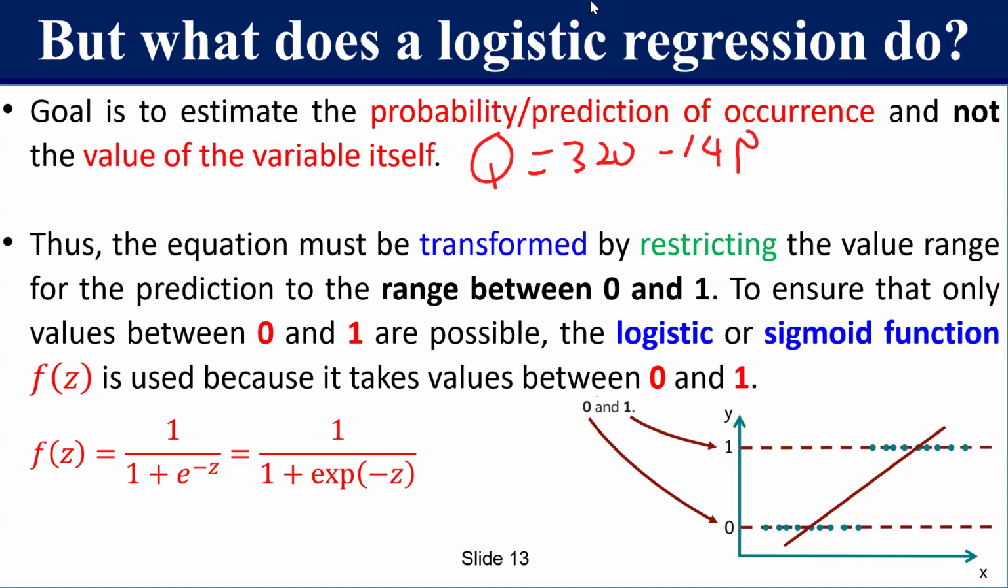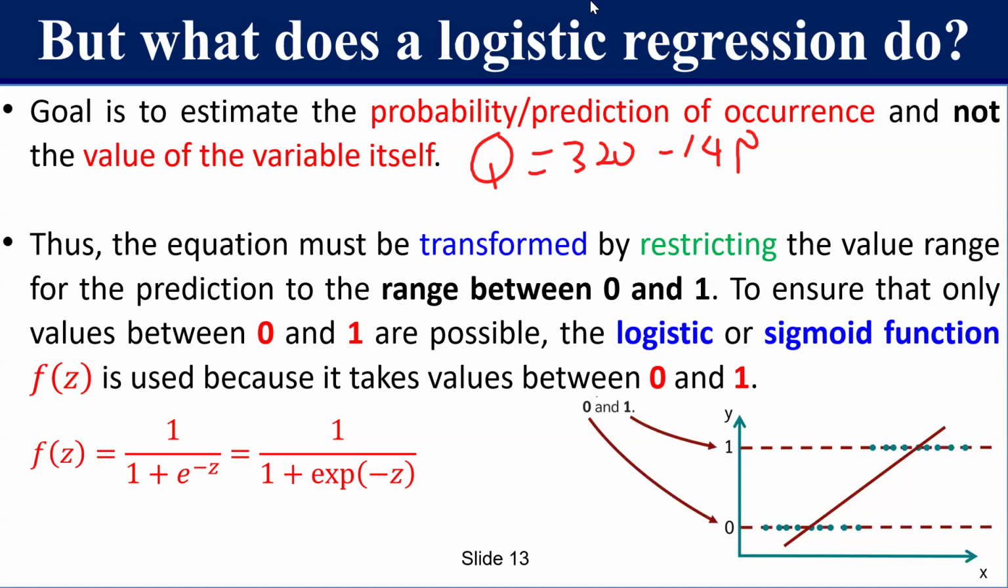So the equation will have to be transformed by restricting the prediction to be between 0 and 1. Because we are just looking at you happening, which is 1, and you not happening, which is 0. In other words, you having a disease is 1, you not having a disease is 0. And to ensure that the values are restricted between 0 and 1, we have to use a logistic function.